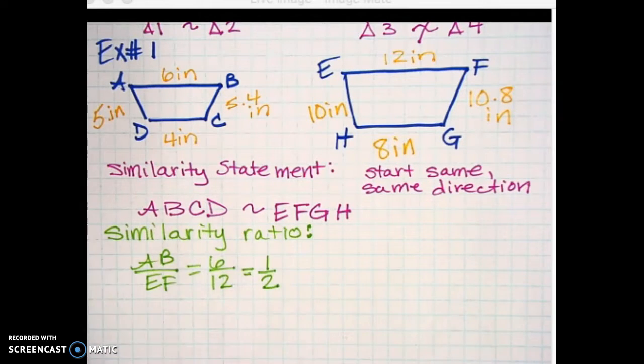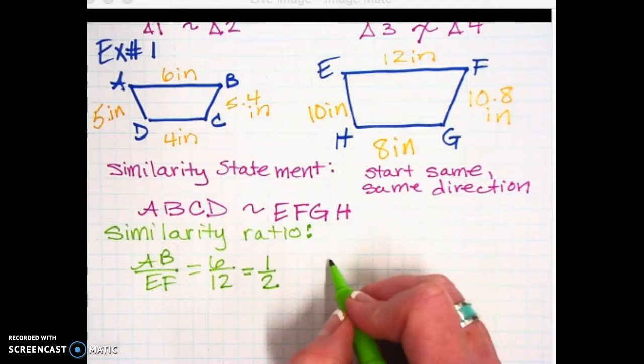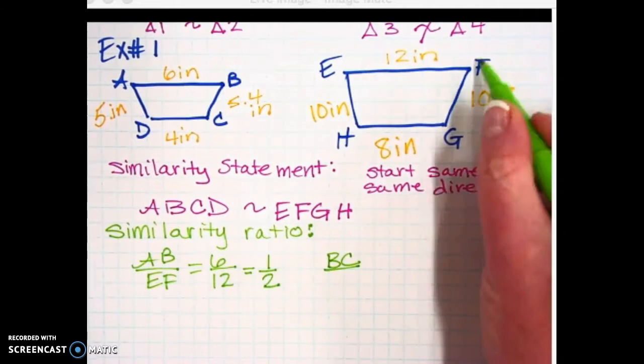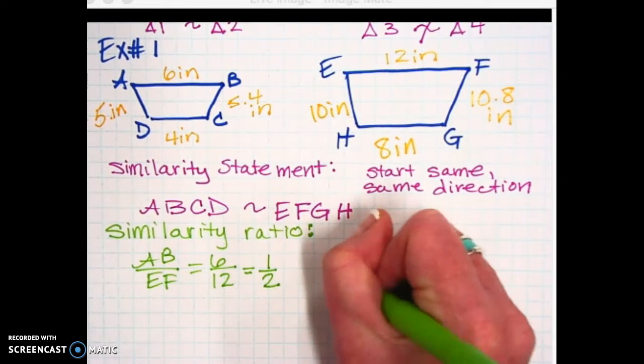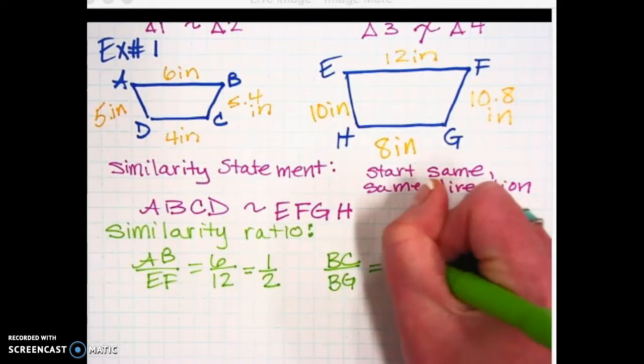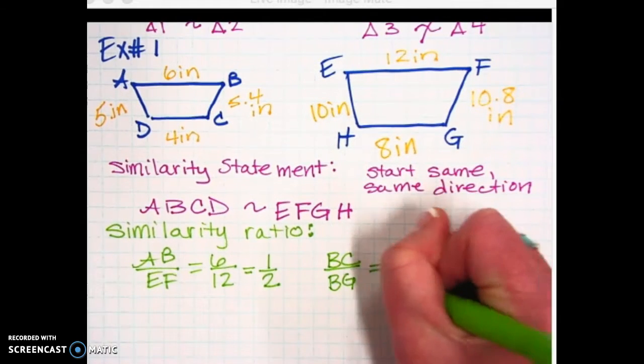All right, now let's match up the right sides. So we'll have BC, and over here we have BG. So that's 5.4 to 10.8.